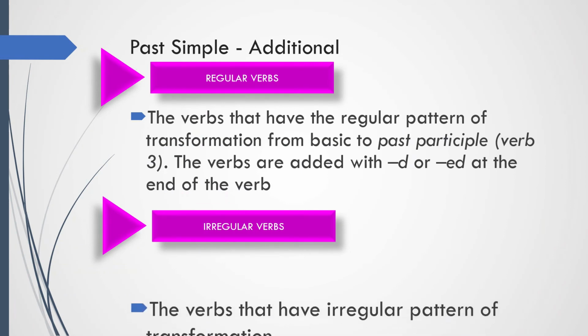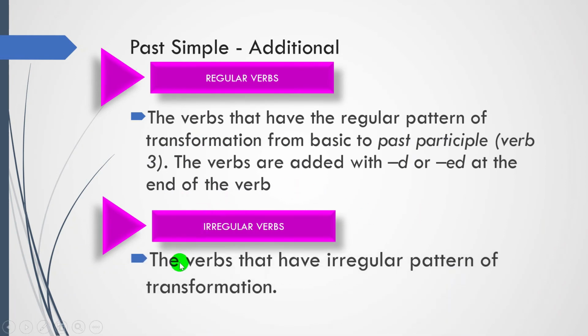And then how about irregular verbs? Irregular verbs are verbs that have an irregular pattern of transformation from verb 1, verb 2, to verb 3. Most of them are different. Some of them may have the same form. Some of them, the second and the third forms are the same. Some of them, even from the basic form until the last one, are all the same. So that's why we call them irregular verbs.